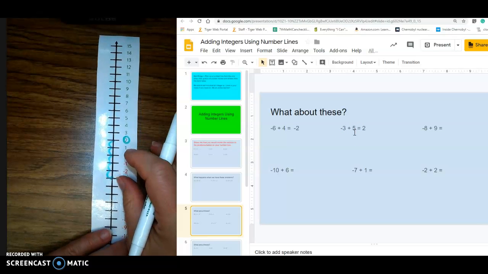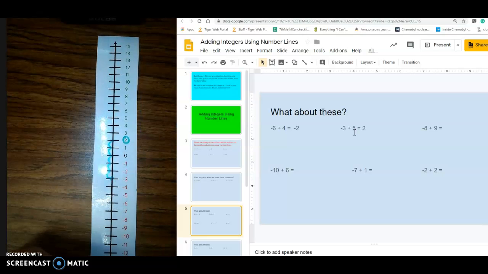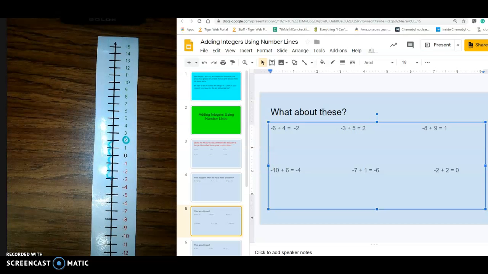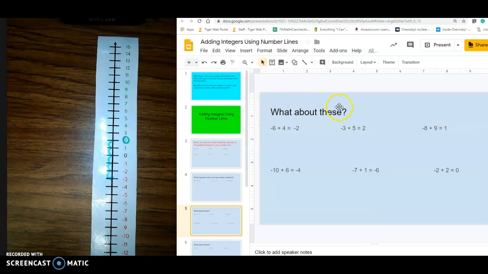So what I want you to do is pause the video. I want you to use your number line. I want you to answer the rest of those questions. So now you should be able to check your answers there and see how you did. So we got a positive 1, a negative 4, and a negative 6.